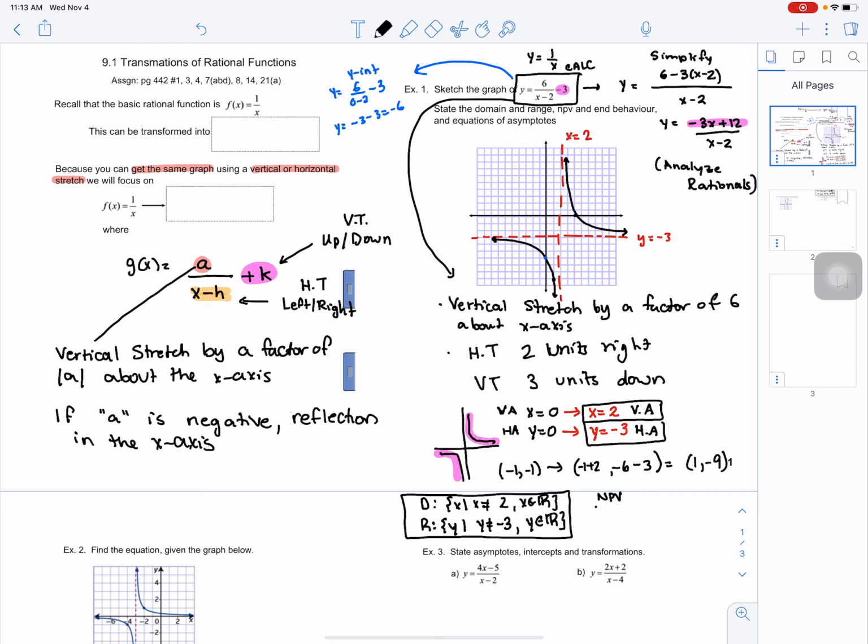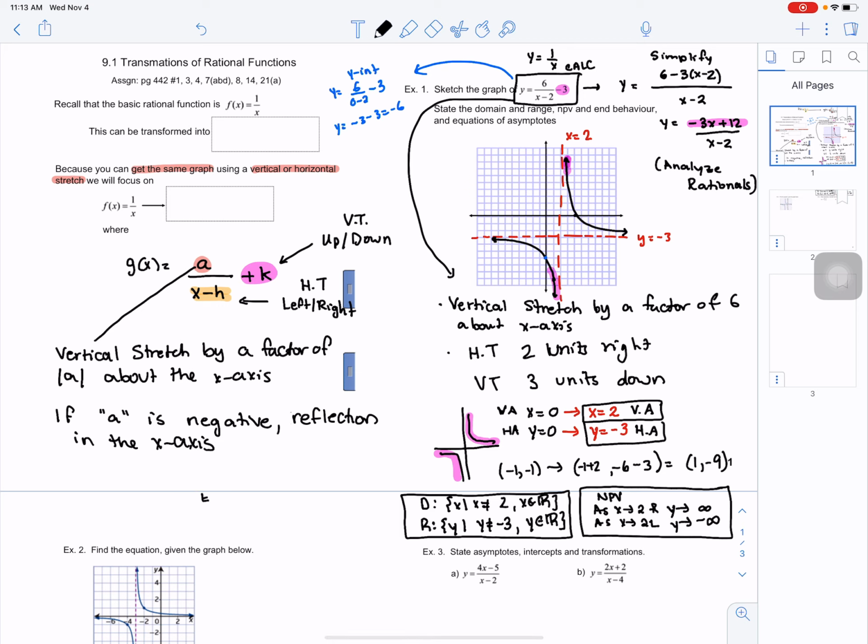So as x approaches my NPV from the right, y approaches... So as x approaches 2 from the right, my y's are going up to +infinity. As x approaches 2 from the left, my y is approaching, and this part of the function is going down, so -infinity. So that's my NPV behavior.